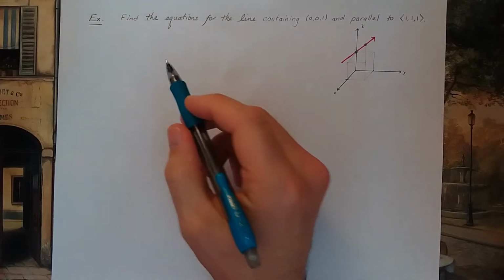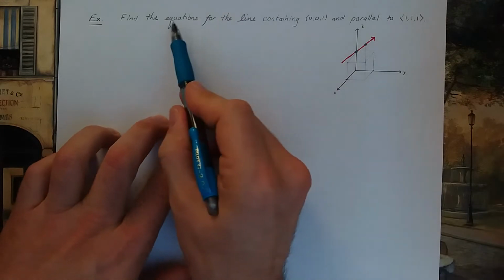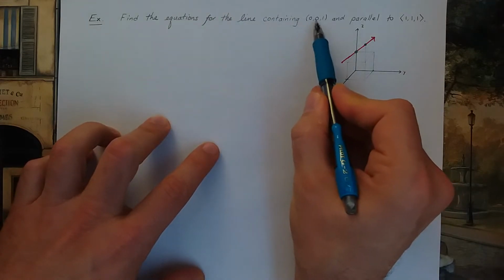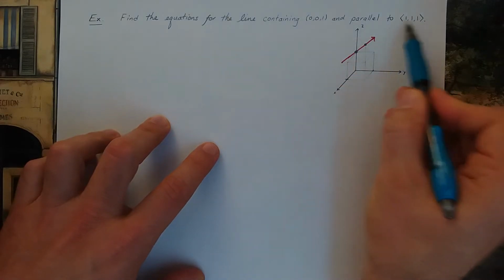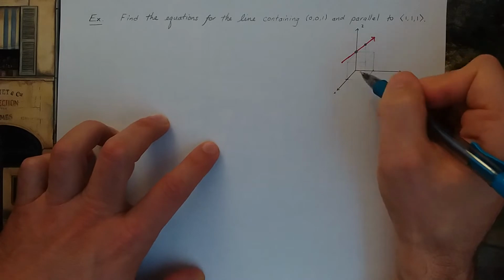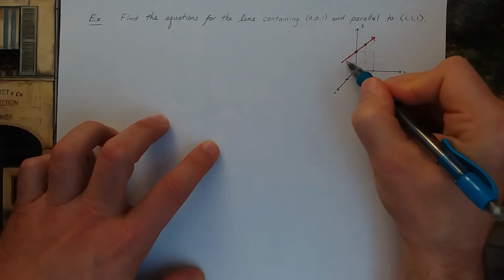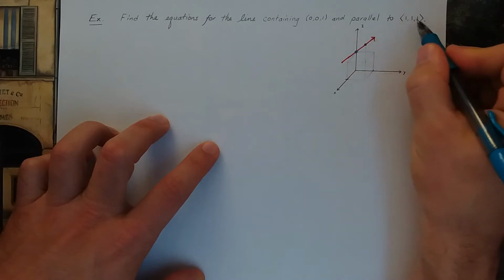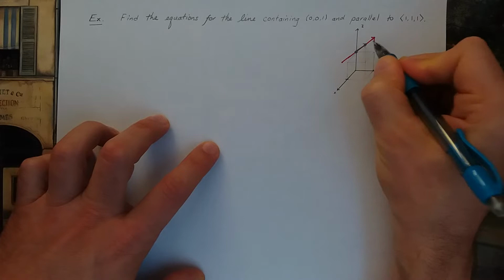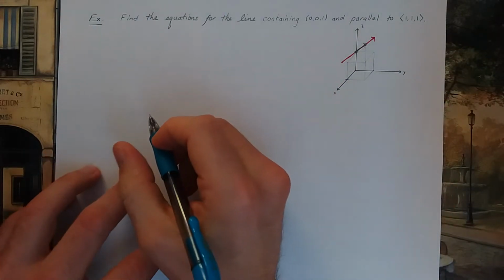Let's do another example of finding a line, this time in R3. So here's a question. Let's find the parametric equations for the line containing the point 0, 0, 1 and parallel to this vector in R3. So I tried to draw that line here. This is the point 0, 0, 1, and then the line is parallel to the vector 1, 1, 1. So the vector 1, 1, 1 would be the vector you see here. So what are the parametric equations for the red line?